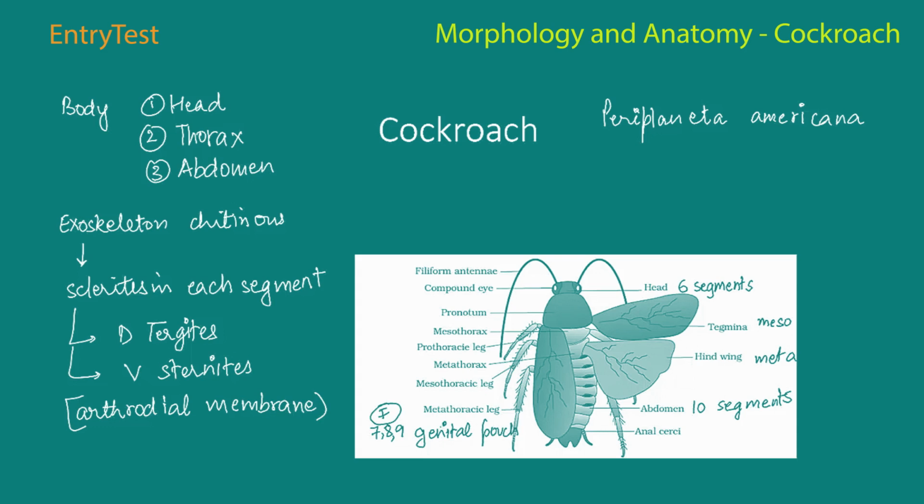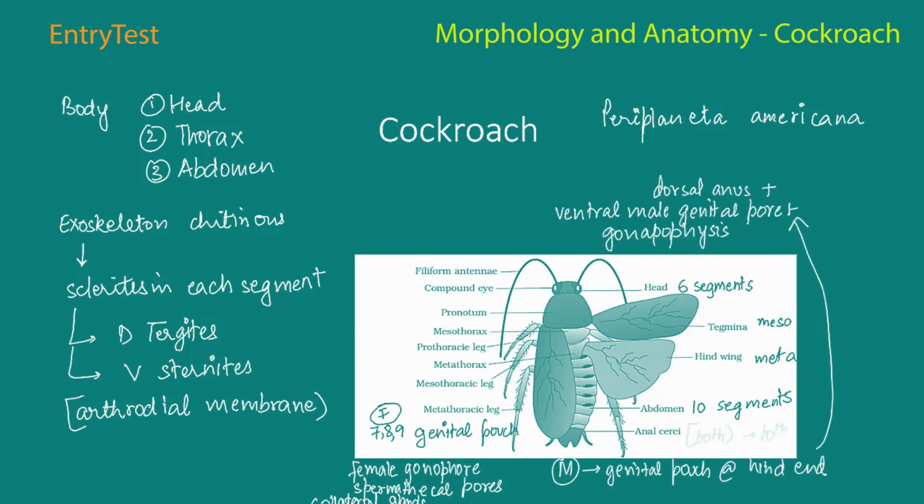And the anterior part contains the female gonopore, spermathecal pores and collateral glands. So let me put it there. So these three things are present in segments number 7, 8 and 9 that are fused together. Now in the males, the genital pouch is at the hind end of the abdomen. And coming to the males, they have a genital pouch at the hind end, the back end of the abdomen, which is made up of 10 segments.